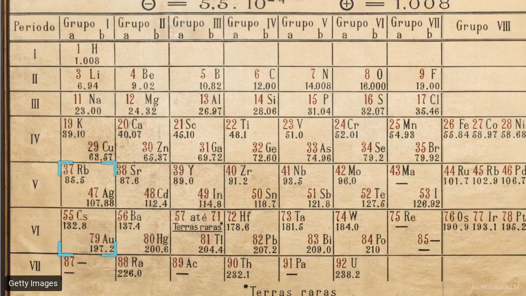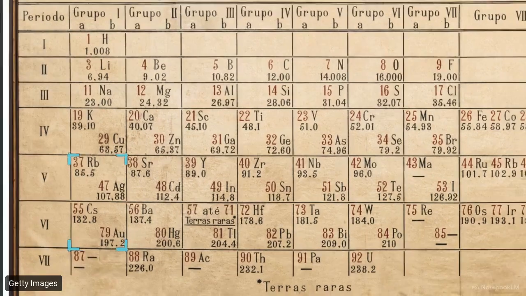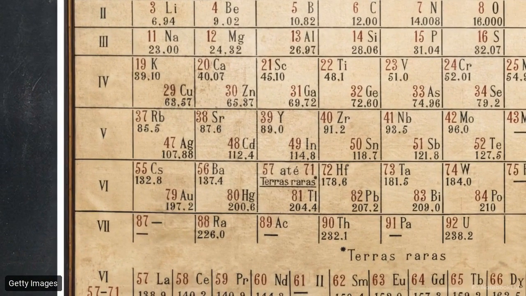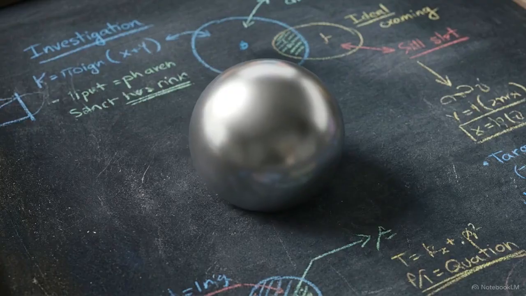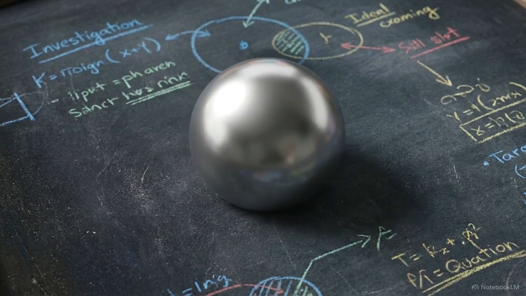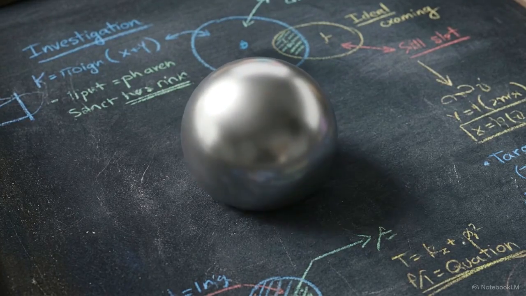Looking at group 11, silver and gold appear as direct vertical neighbors. They share an identical valence structure, a completely filled inner d shell beneath a single s electron. Chemical intuition suggests that because of this, gold should simply be a heavier, denser version of silver. Based on that logic, polished gold would reflect all visible light uniformly, giving it a brilliant, featureless white luster.